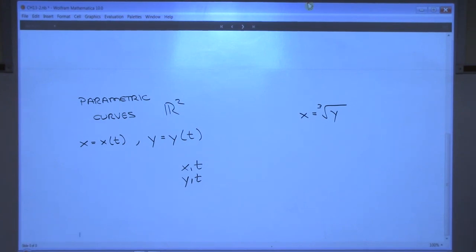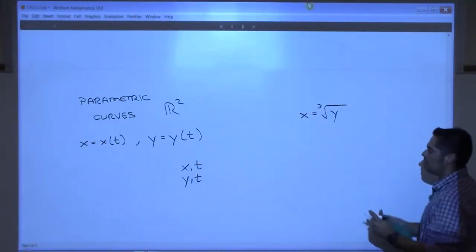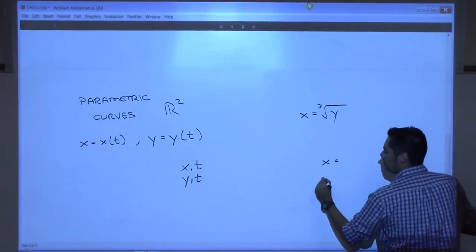You struggle to draw them because in function mode, your calculator can't take that input. And so there were some problems. I'm claiming right now that if you use parametric curves, you can do this. So what could I do for my parametric?